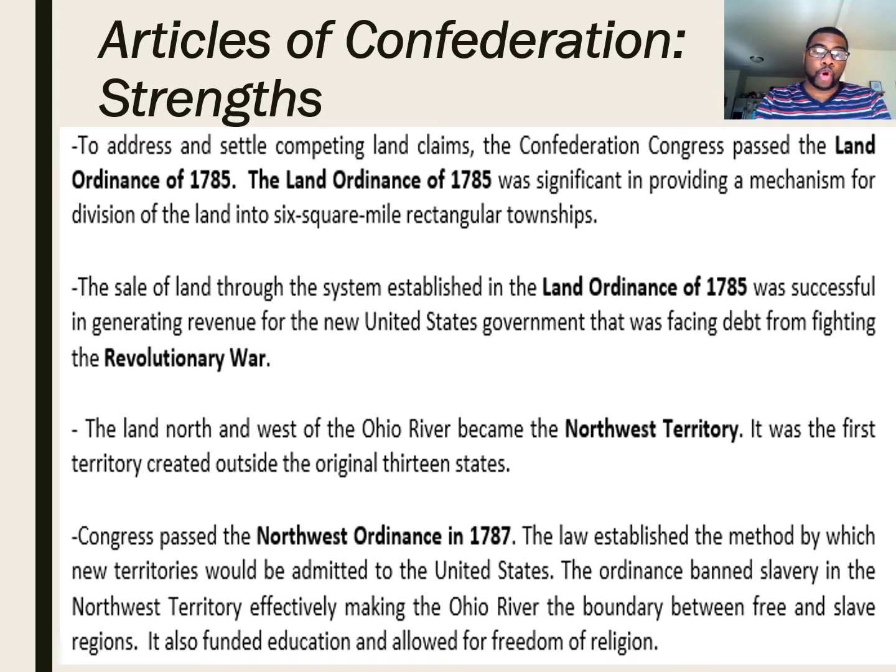The land north and west of the Ohio River became the Northwest Territory. It was the first territory created outside the original 13 states. Congress passed the Northwest Ordinance in 1787. The law established the method by which new territories would be admitted to the United States. The ordinance banned slavery in the Northwest Territory, effectively making the Ohio River the boundary between free and slave regions. It also funded education and allowed for freedom of religion.